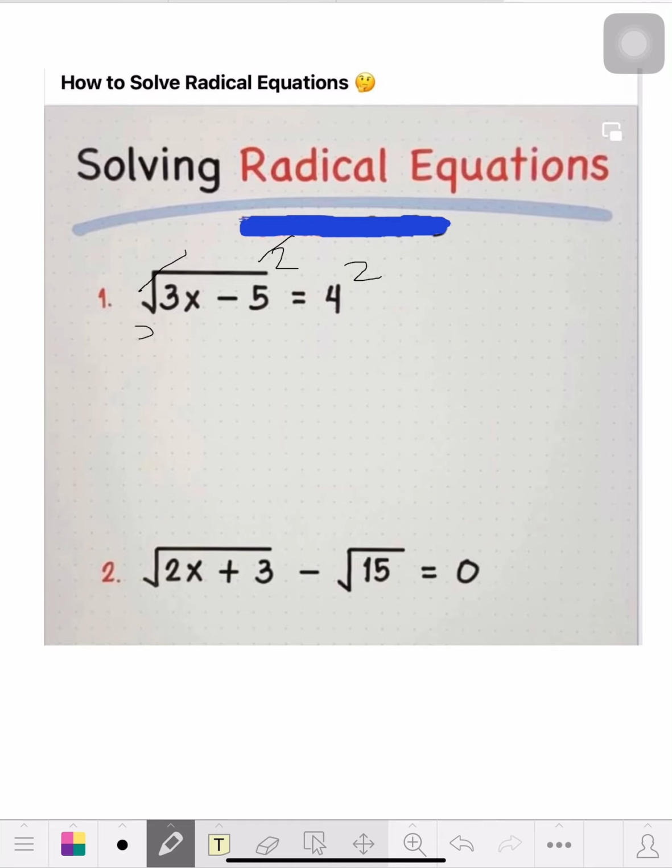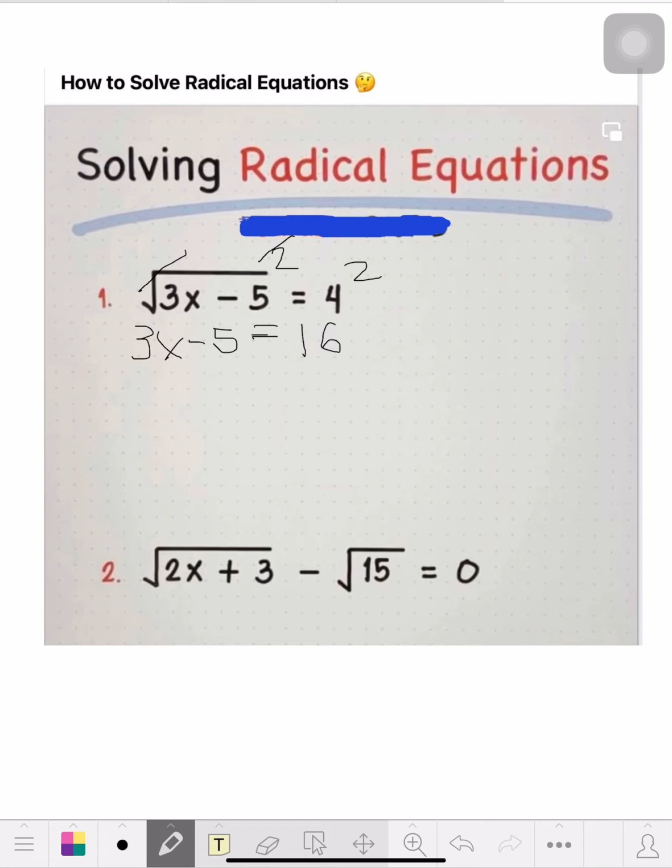So we end up with 3x minus 5 equals, now, 4 squared. What's 4 times 4? 16. So it equals 16. Okay? So now we're back to the same thing we've been solving all along. We've been solving regular equations like this for a while.